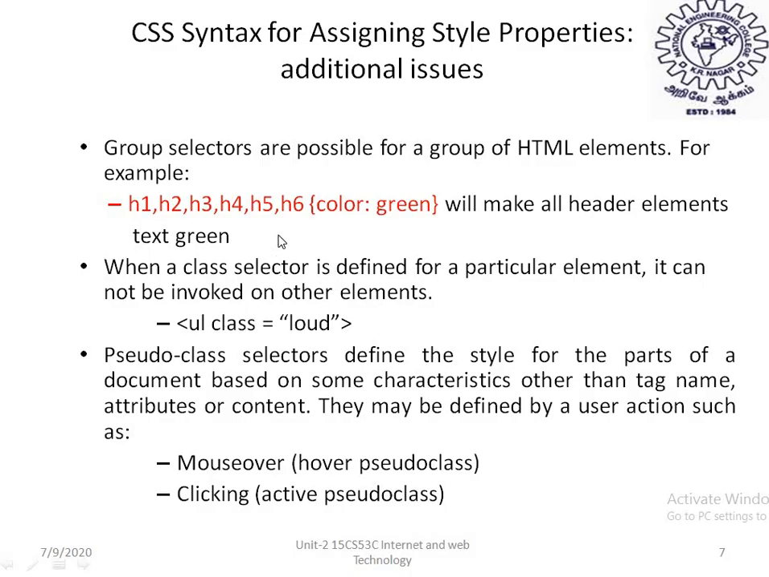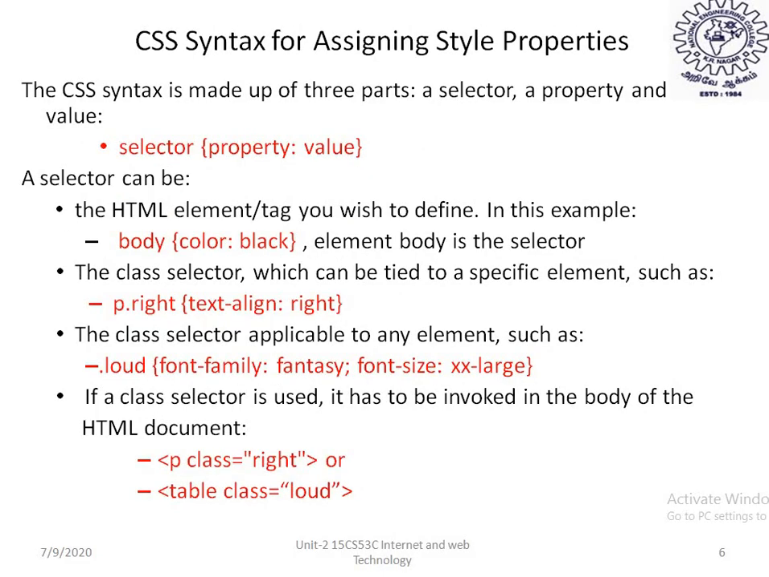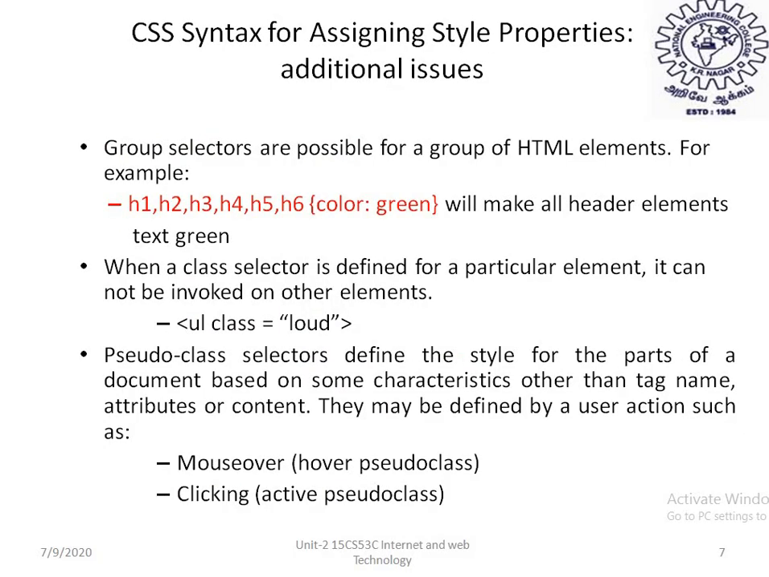Here we are going to see group selectors. Group selectors means we can group the tags like this and give style to them together. So here for all the header elements, the color should be displayed in green. Similarly, I already told you about the class selector: if you mention the tag, it will be applicable only to that particular class selector. So here p dot right means the style information should be applied for paragraph only. So these are some of the issues.